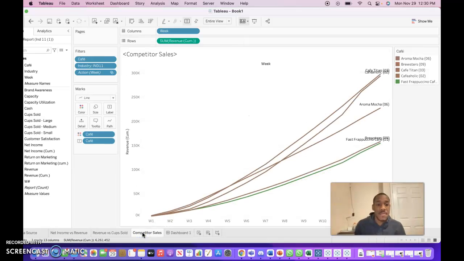Our last graph, we'll look at the competitor sales. Now, we can see the sales for the different businesses, Cafe Titan, Aroma Mocha, and my business as well. We can see that my business made the least amount of revenue over a period of time. But even though it made the least, the sales did increase, which means that probably demand for products did increase over the period of time for all businesses.